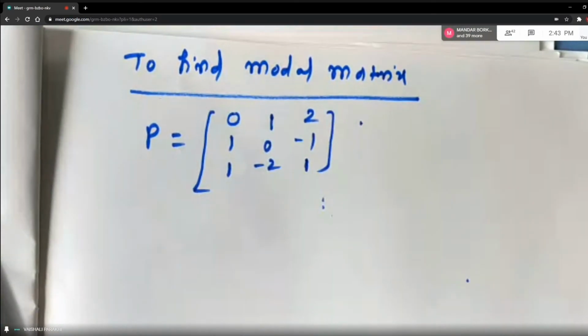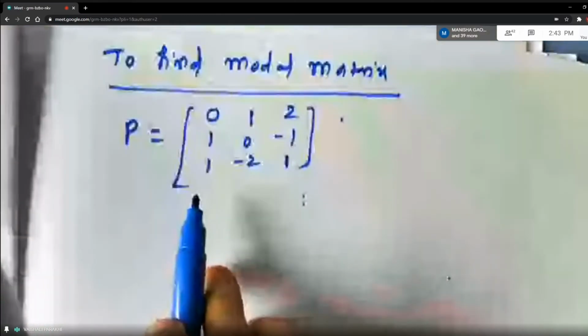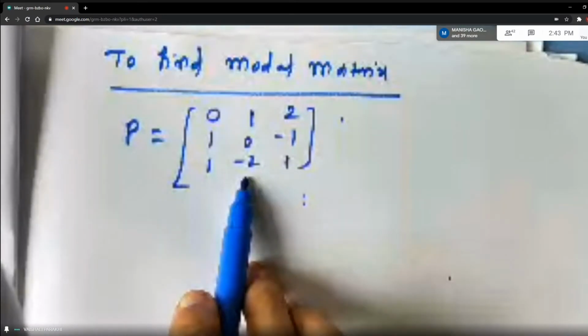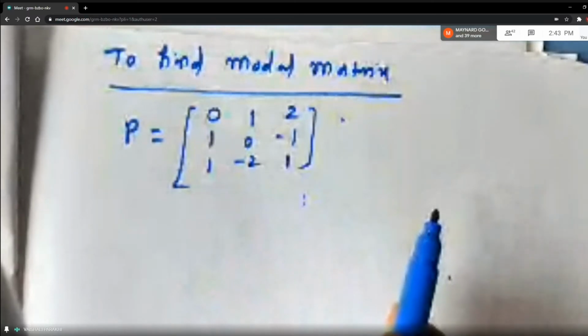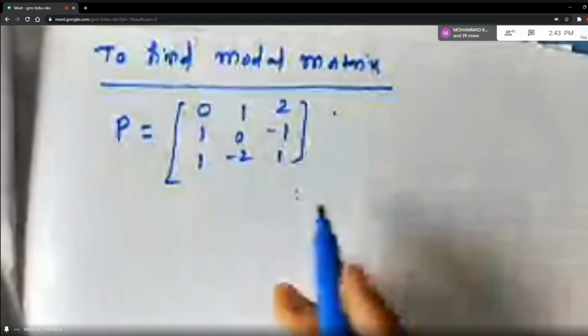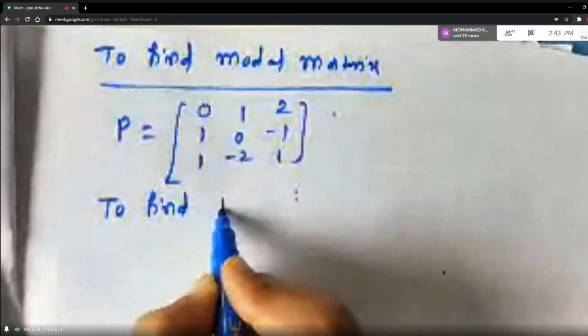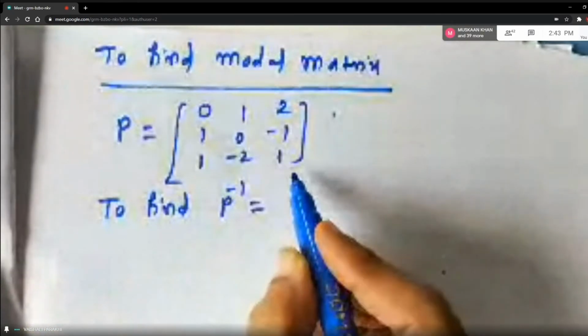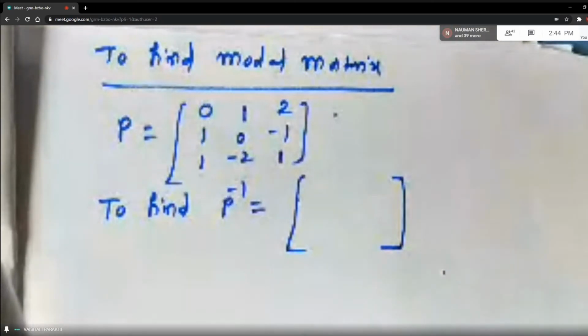Okay, so this is the modal matrix. All of you understood how to write the modal matrix: the first column is the first eigenvector, the second column is the second eigenvector, and the third column is the third eigenvector. Now, the next step is to find P inverse, which you can easily find on the calculator by using the matrix function. So all of you do it quickly and tell me what is P inverse.